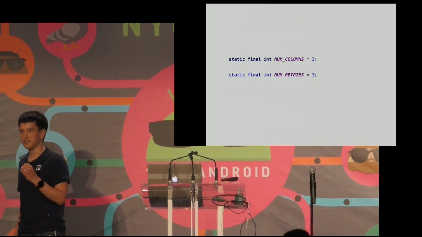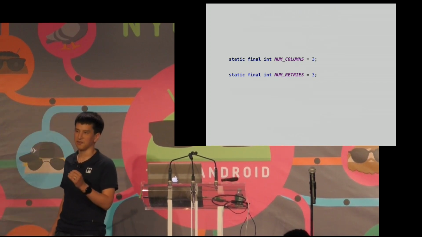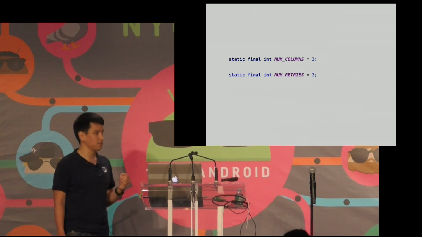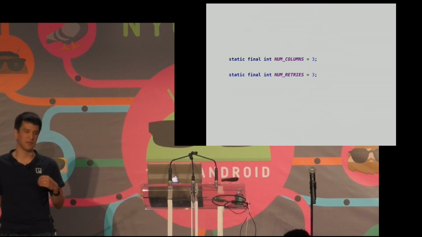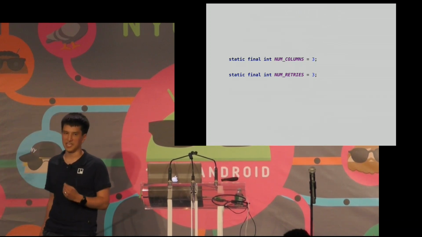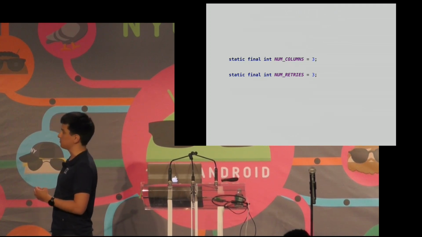So imagine that I've got two constants. One is a number of columns, let's say the number of columns in a staggered grid view. And the other constant I have is, say, a number of retries on a network request, like the maximum number of times I'm going to try to reach the internet. So if I'm a genius programmer, I might say, all right, those things equal the same.